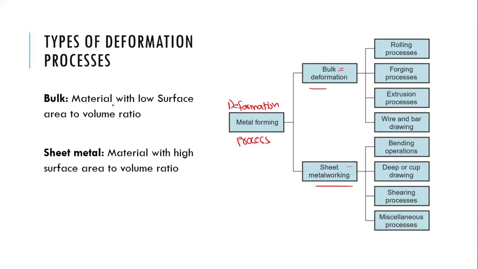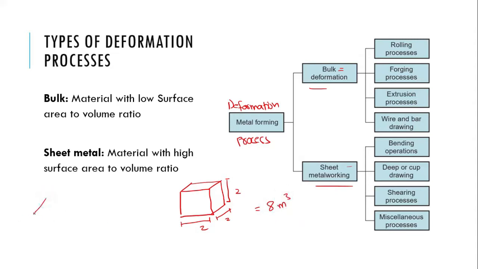So sheet metal. So what's the difference between bulk and sheet metal? The bulk is a material with low surface area to volume ratio, while the sheet metal is a material with a high surface area to volume ratio. What does it mean? Let's suppose you have a steel ingot. You know what the ingot is, a large bulk material in the simple shapes. Let's suppose that is 2 meter on each side. So it will have a volume of 8 meter cube.